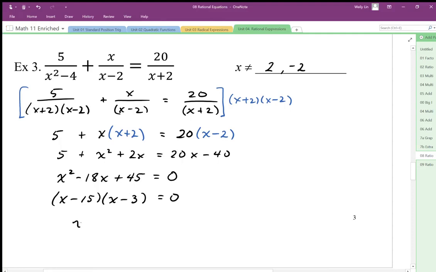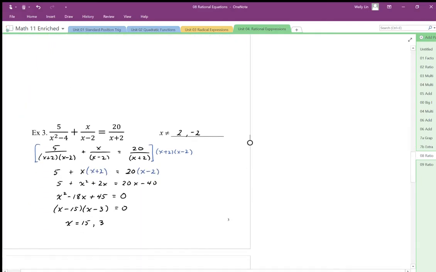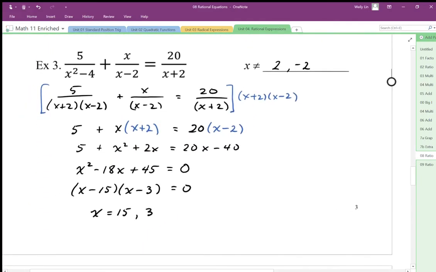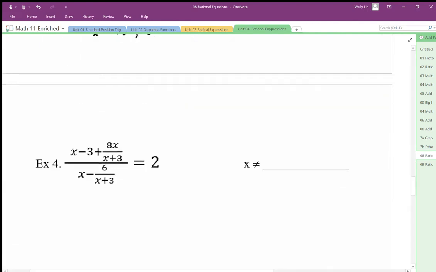And so solutions for this equation will be x equals 15, x equals 3, and they do not conflict with our restrictions, so those are valid solutions. Okay? So we'll do the same things here.